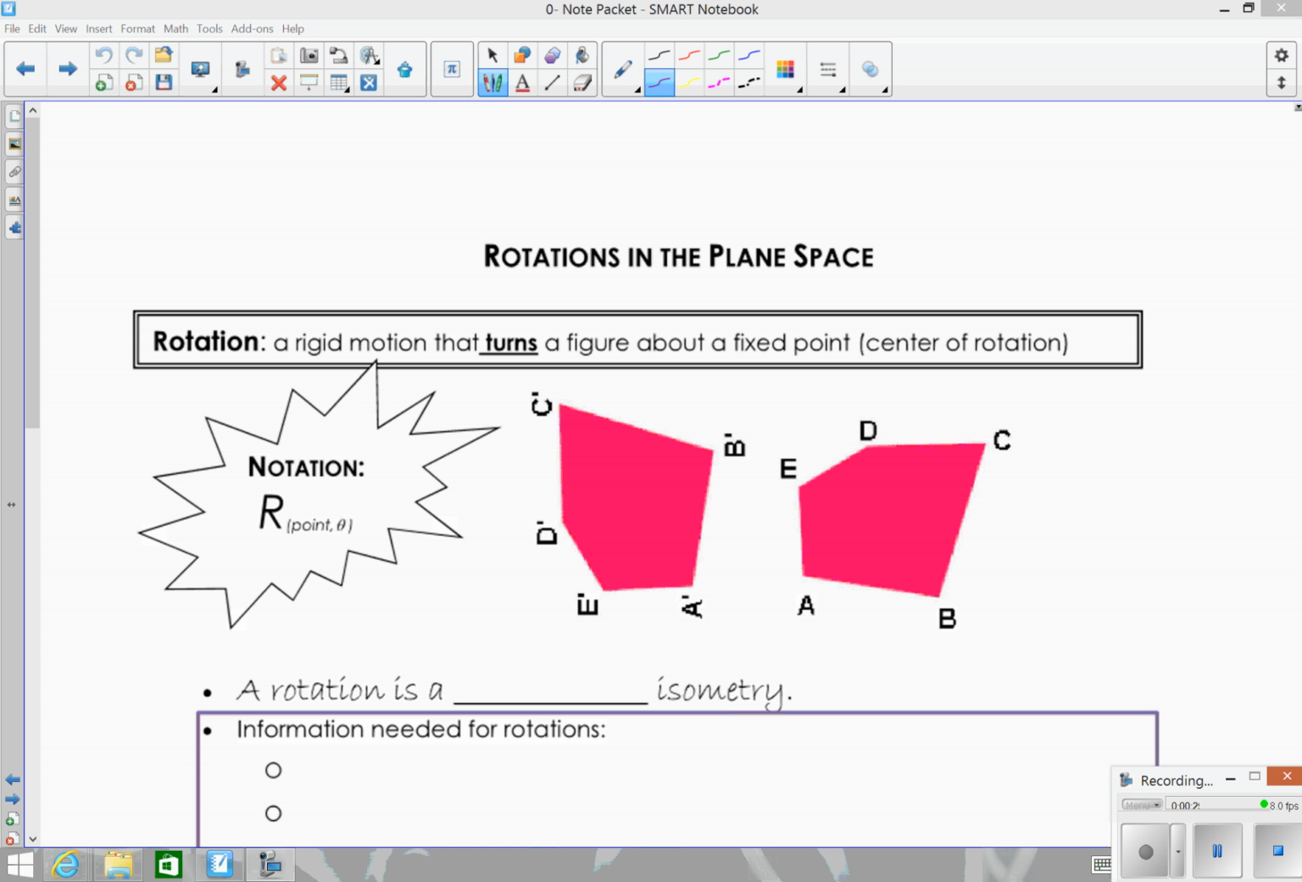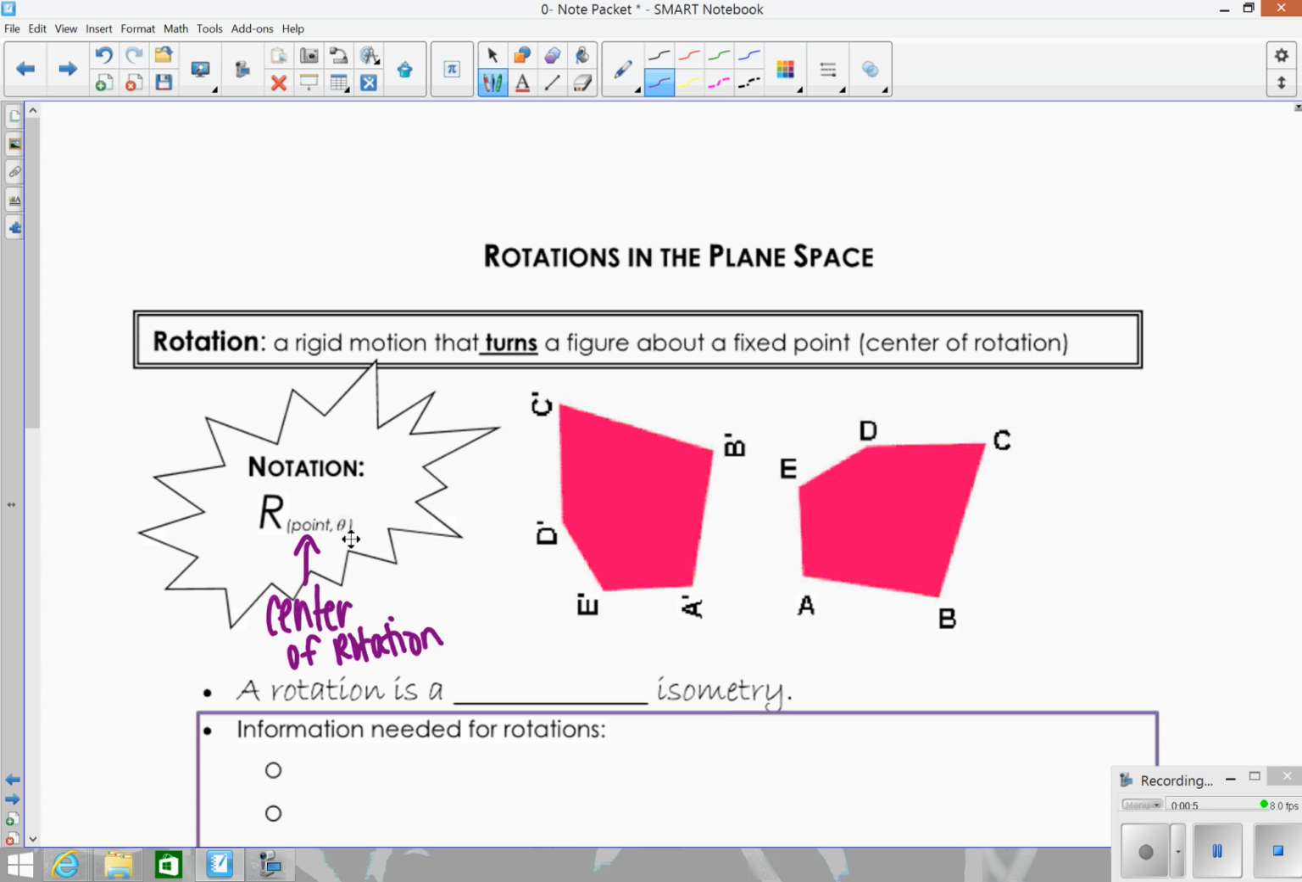The notation that we use for rotations looks like this. You have a capital R, so reflections are lowercase r, and rotations are going to be capital R. And then the little subscript here, the point, is going to be the center of rotation.